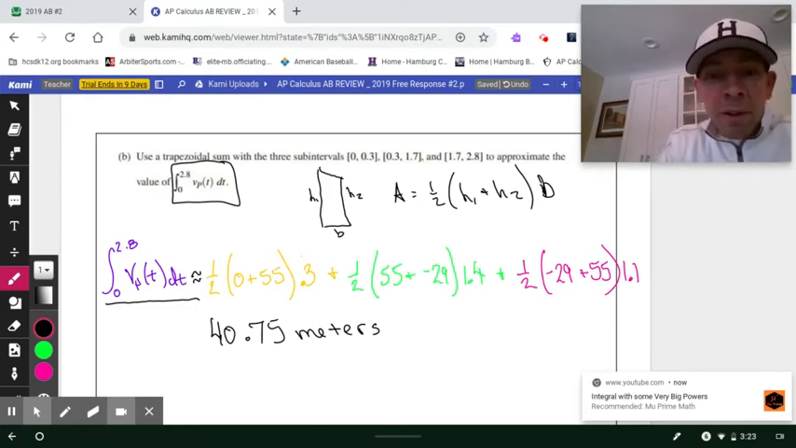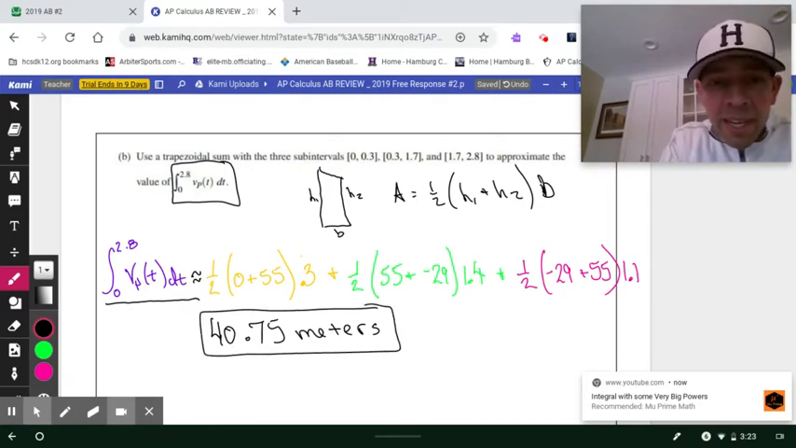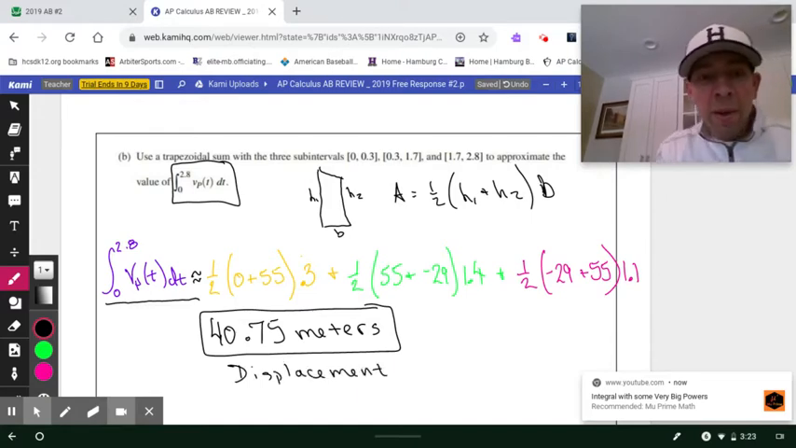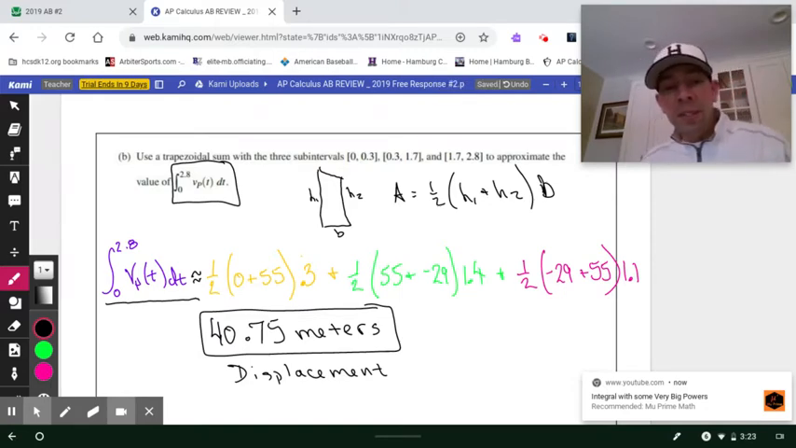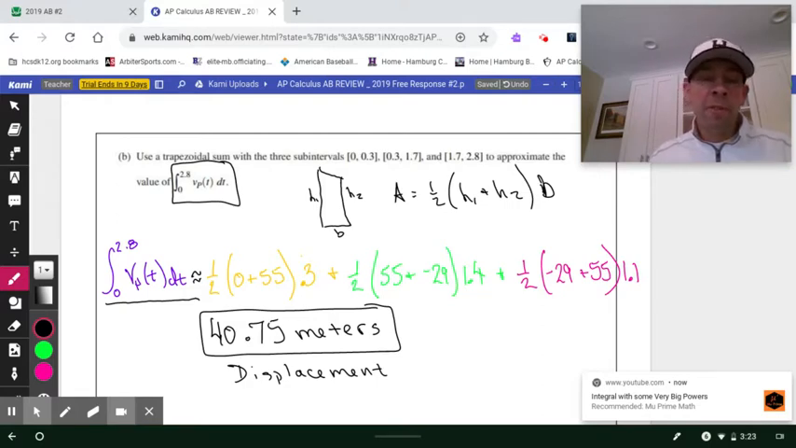Plugging all that into my calculator, I got 40.75 meters. And that is a measurement describing displacement. In other words, over this time interval, the particle traveled to the right, then traveled to the left, and then traveled to the right. When it's all said and done, it was 40.7 meters away from its starting point.